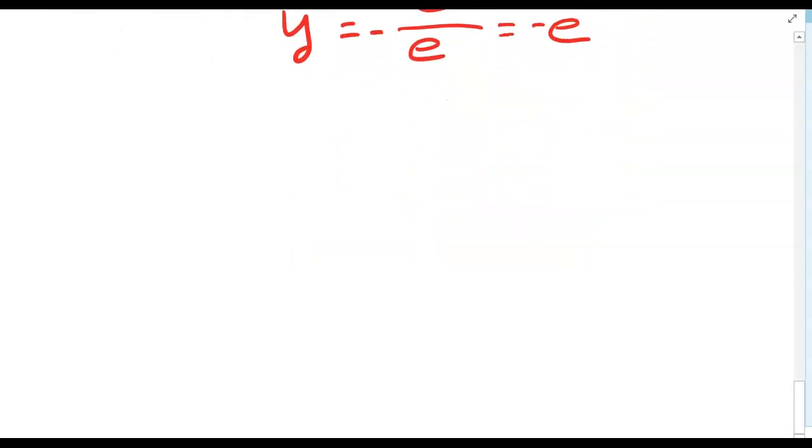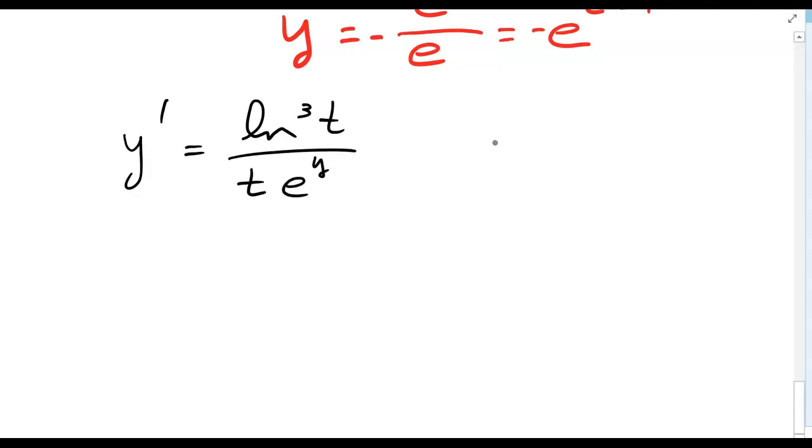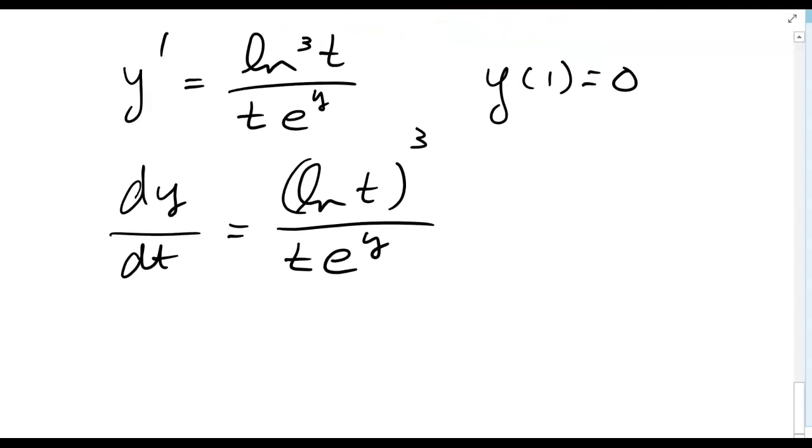All right, so let's just take a look at another one. So I have dy dt, do you see we're going with dt here, equals ln t over t e to the y. All right, so you've got to separate your variables.